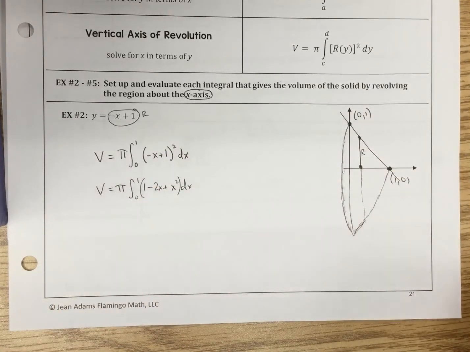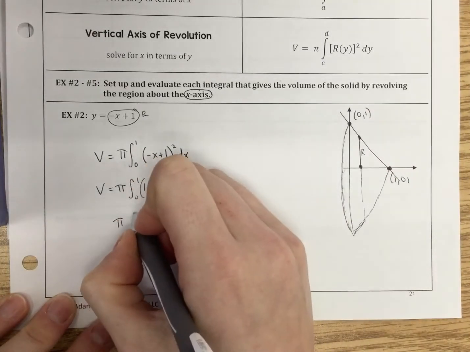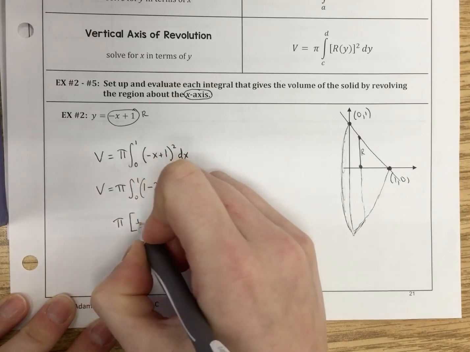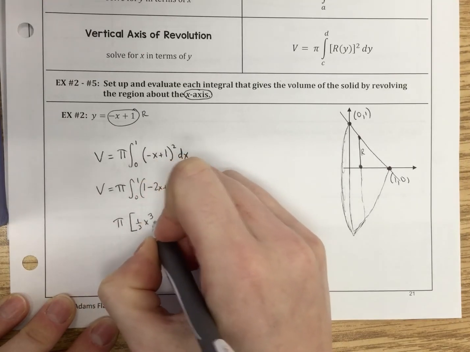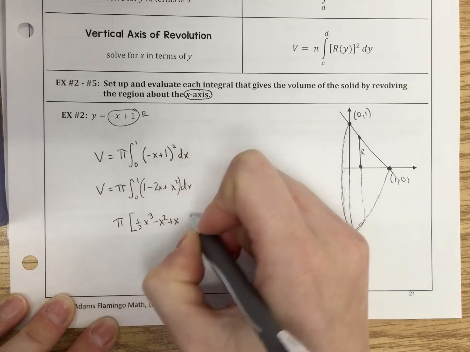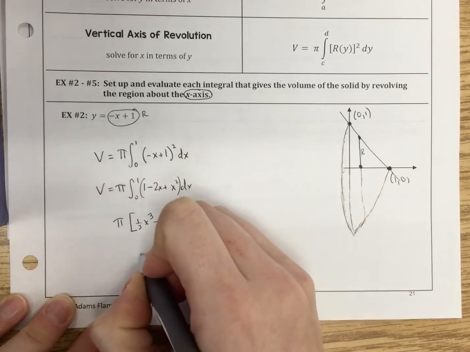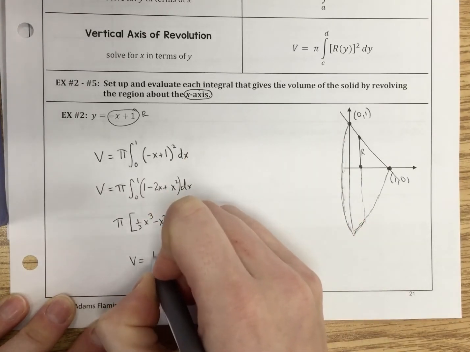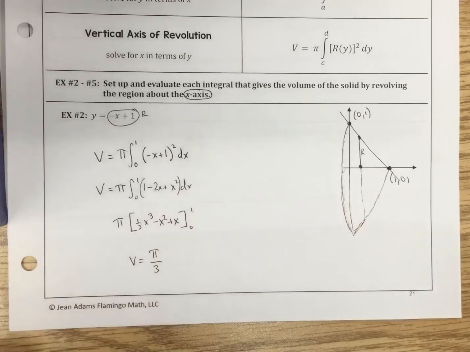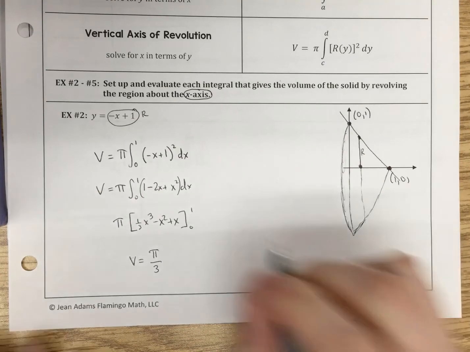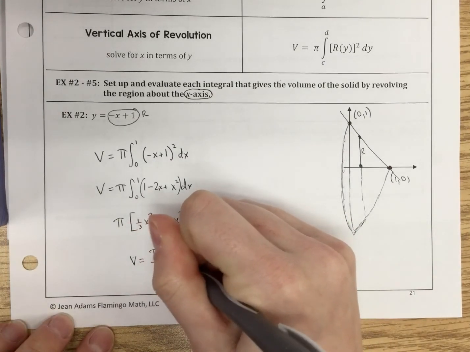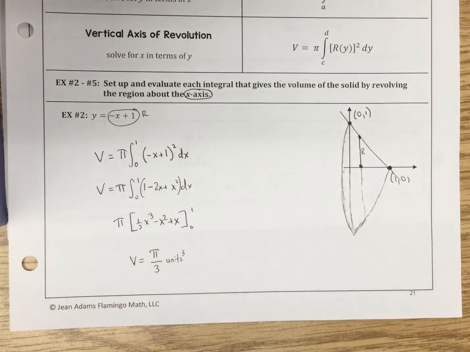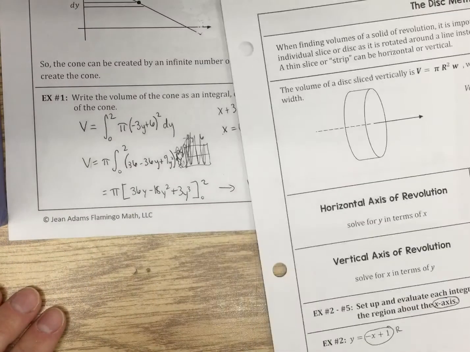All right, go ahead and pause it, integrate it, and see where you end up. All right, and my volume ended up being pi over 3. And again, what kind of units are we dealing with here? Well, they're cubed, right? Because it's volume. So these are units cubed. Awesome. Moving on to the next example.